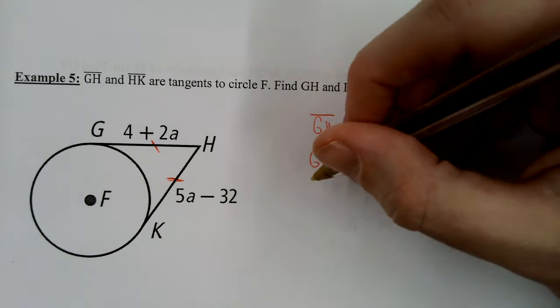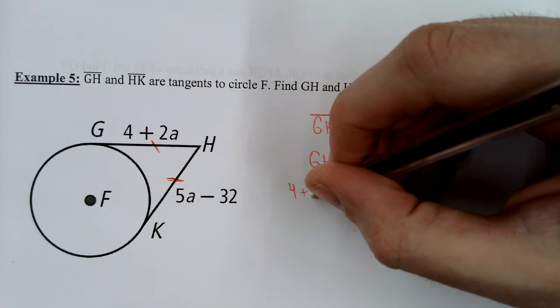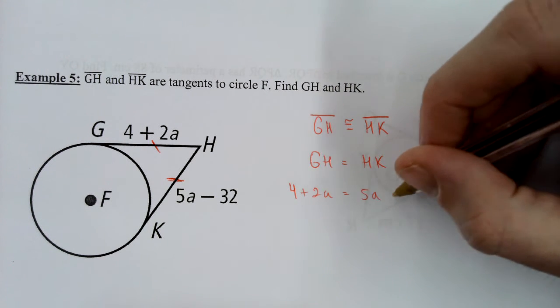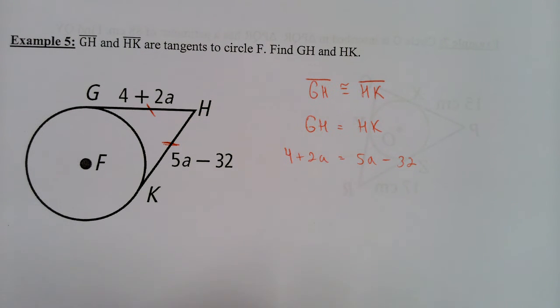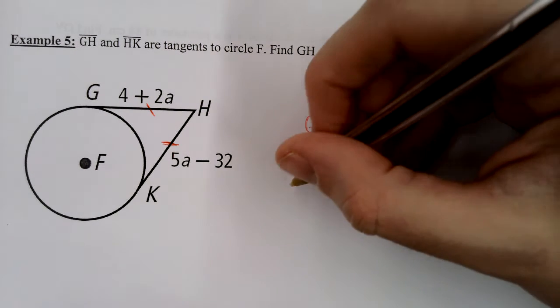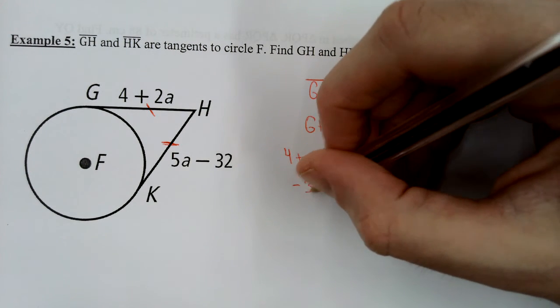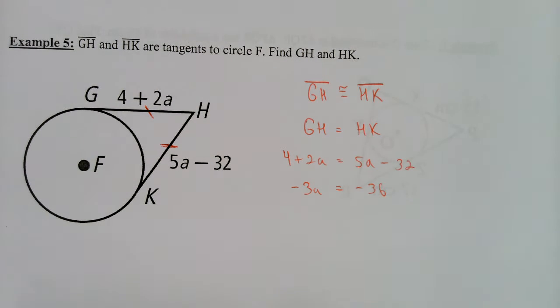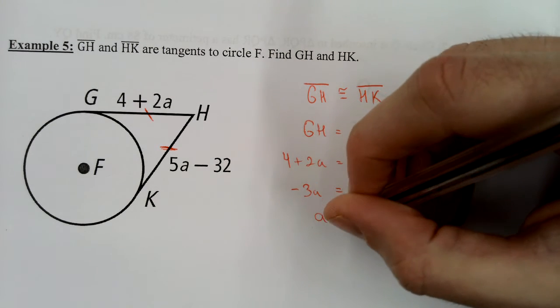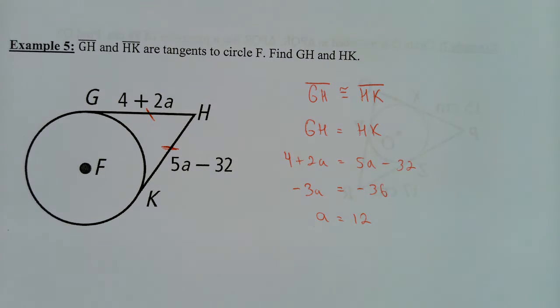4 plus 2a equals 5a minus 32. So it's going to give you negative 3a equals negative 36 when you subtract the 5a on each side and subtract the 4. So a equals 12. And then you have to find each segment. You have to find GH and you have to find HK.